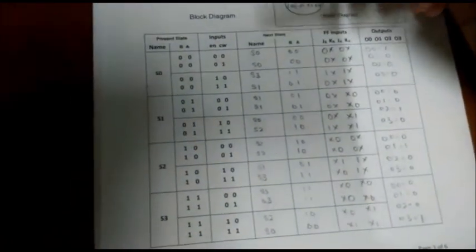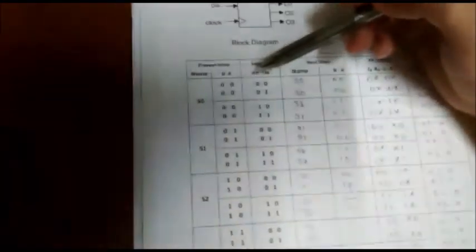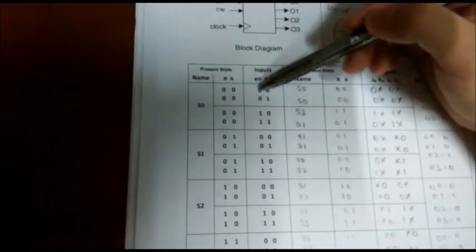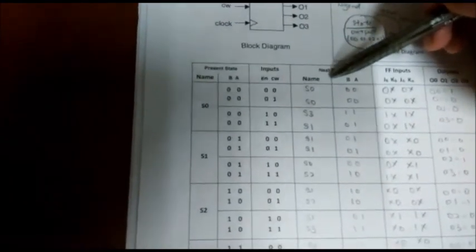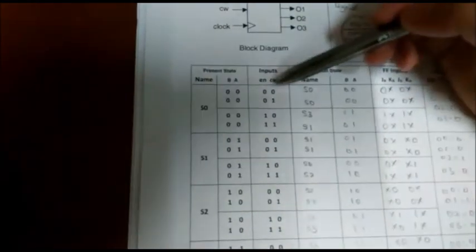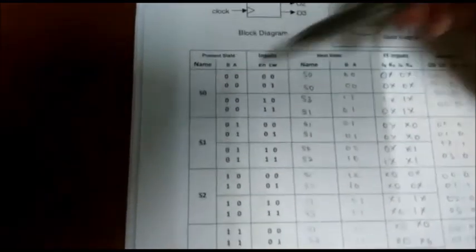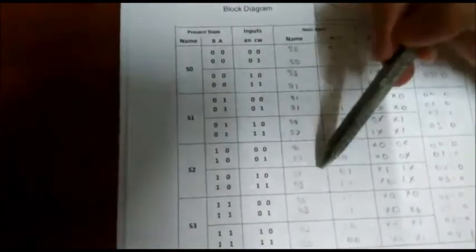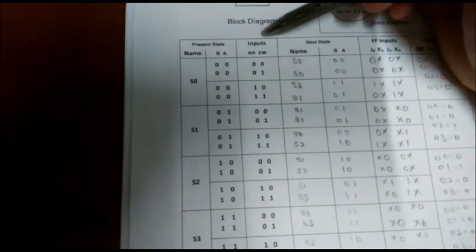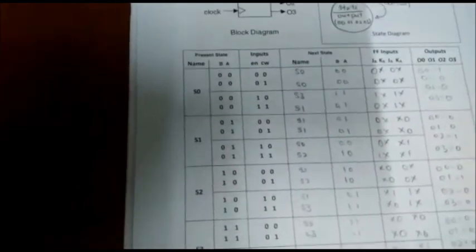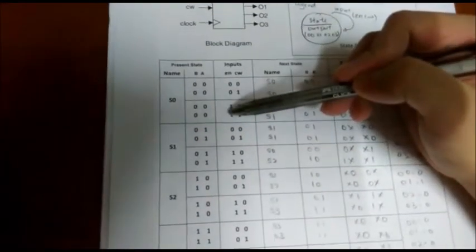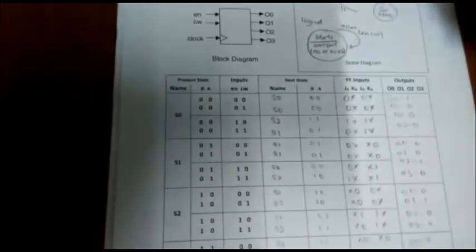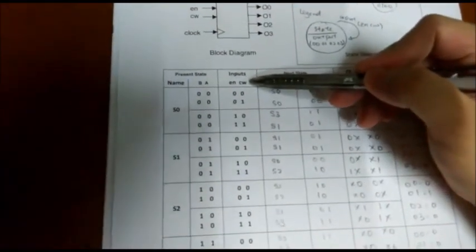From this table, we can determine the next state of the step sequence. If the EN is 0, like I mentioned before, the next state will stay the same as the present state regardless of the input of the CW. So S1 stays the same, S2 same, S3 same if the EN is 0. When the EN is 1, the next state will change according to the input of the CW.